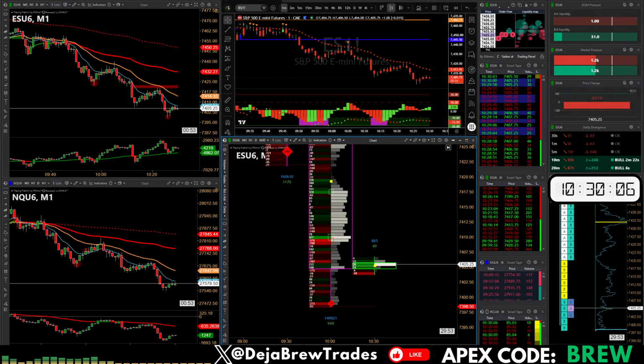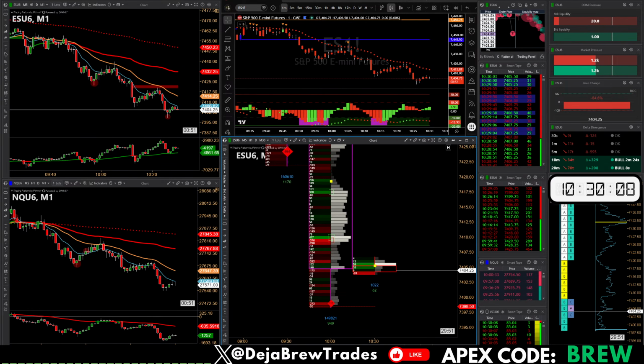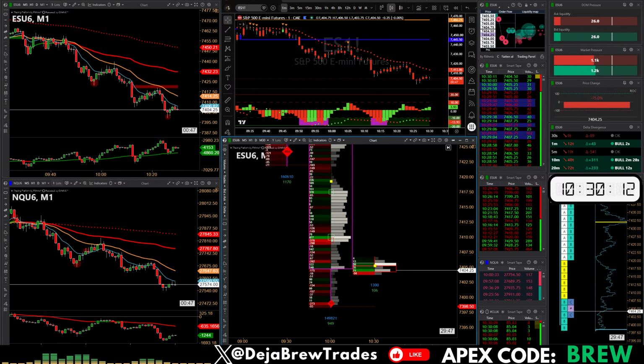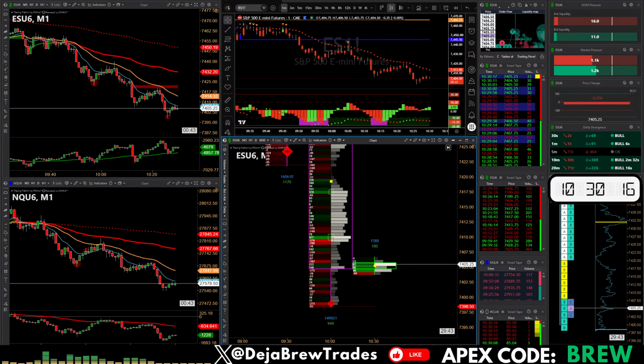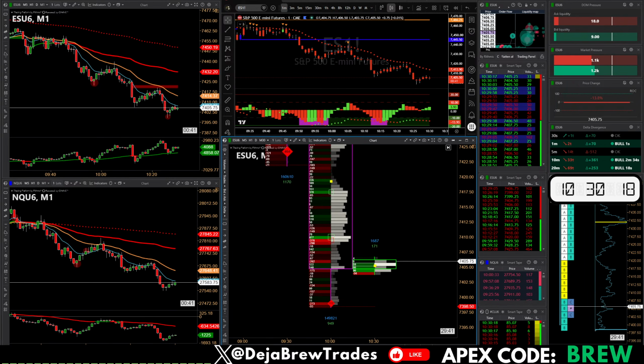And there are the single prints. They're highlighted yellow. It's because we moved so aggressively in that one direction. It is giving like a value gap. So now there is a value gap to the upside.